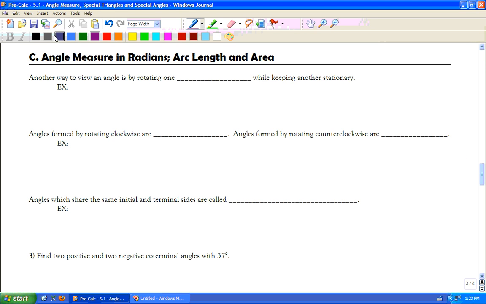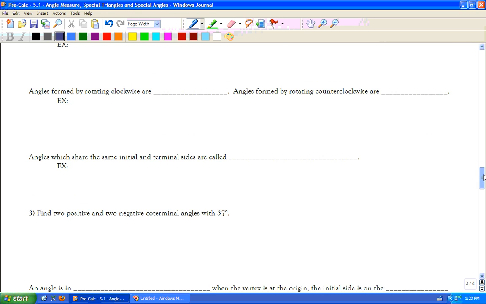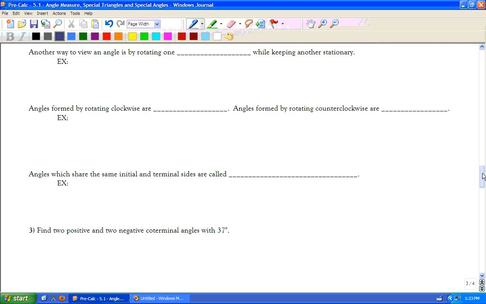Welcome, pre-cal students. We're going to be looking at a different way to measure angles. Another way of thinking about angles is not necessarily rays heading in different directions, but starting with two rays overlapping, pointing in the same direction.